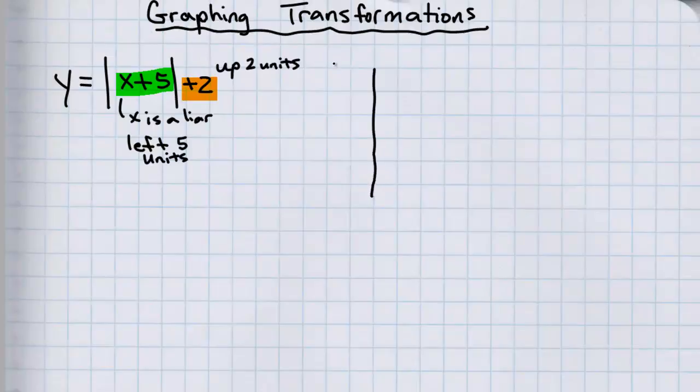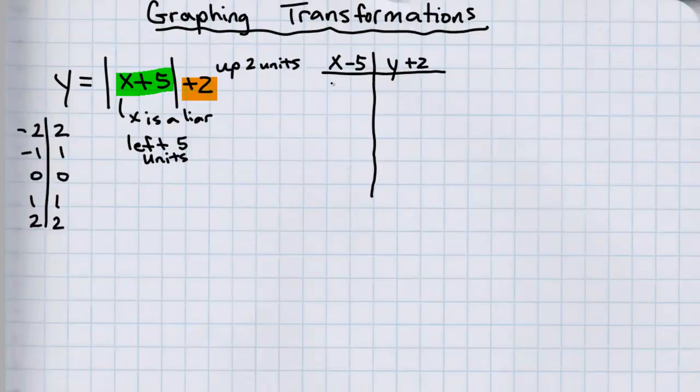We know the x values are actually moving left, so we're going to subtract 5 from x, and for the y, we're going to add 2. Now remember, I'm getting these points from our original key points, so if I subtract 5, we'll have negative 2 minus 5. This will give negative 7. Negative 1 minus 5 is negative 6. 0 minus 5 is negative 5. 1 minus 5 is negative 4. And 2 minus 5 is negative 3.